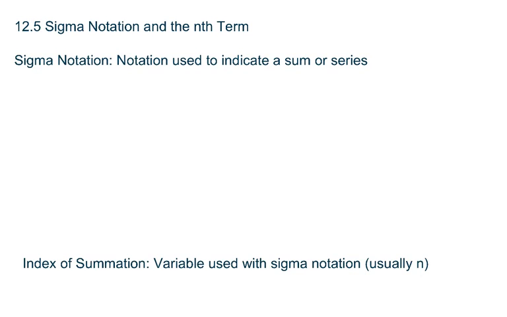Section 12.5, sigma notation in the nth term. We're going to start with talking about sigma notation. Sigma notation is notation used to indicate a sum or a series. So rather than, in the past, writing out each individual term, writing out 4 or 5 terms and then the ellipsis, the dot, dot, dot at the end, we don't need to do that anymore because there's a way that we can get around that.